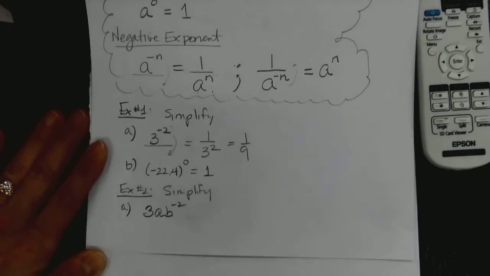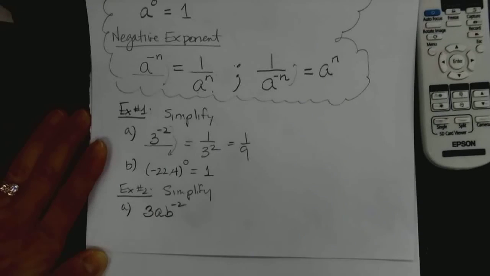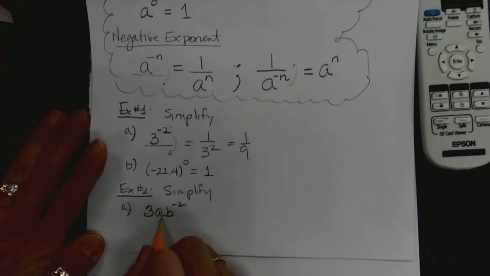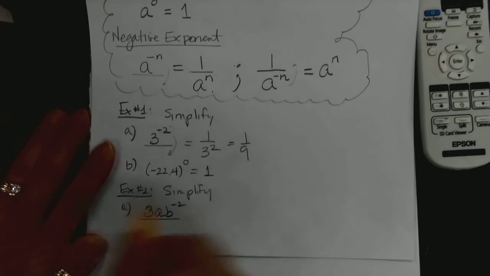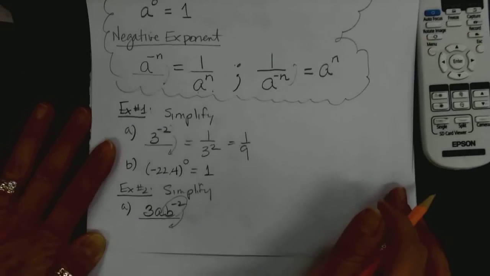Please stop. Which one has a negative exponent? 3, a, or b? B. What is the exponent of 3 if there's no exponent? Not 0. 1. If there's no exponent, the exponent is always 1. So this has an exponent of 1. This is the only one with a negative exponent. So whenever you see a negative exponent, draw your line. Circle the one with the negative exponent, and that's the one that moves.